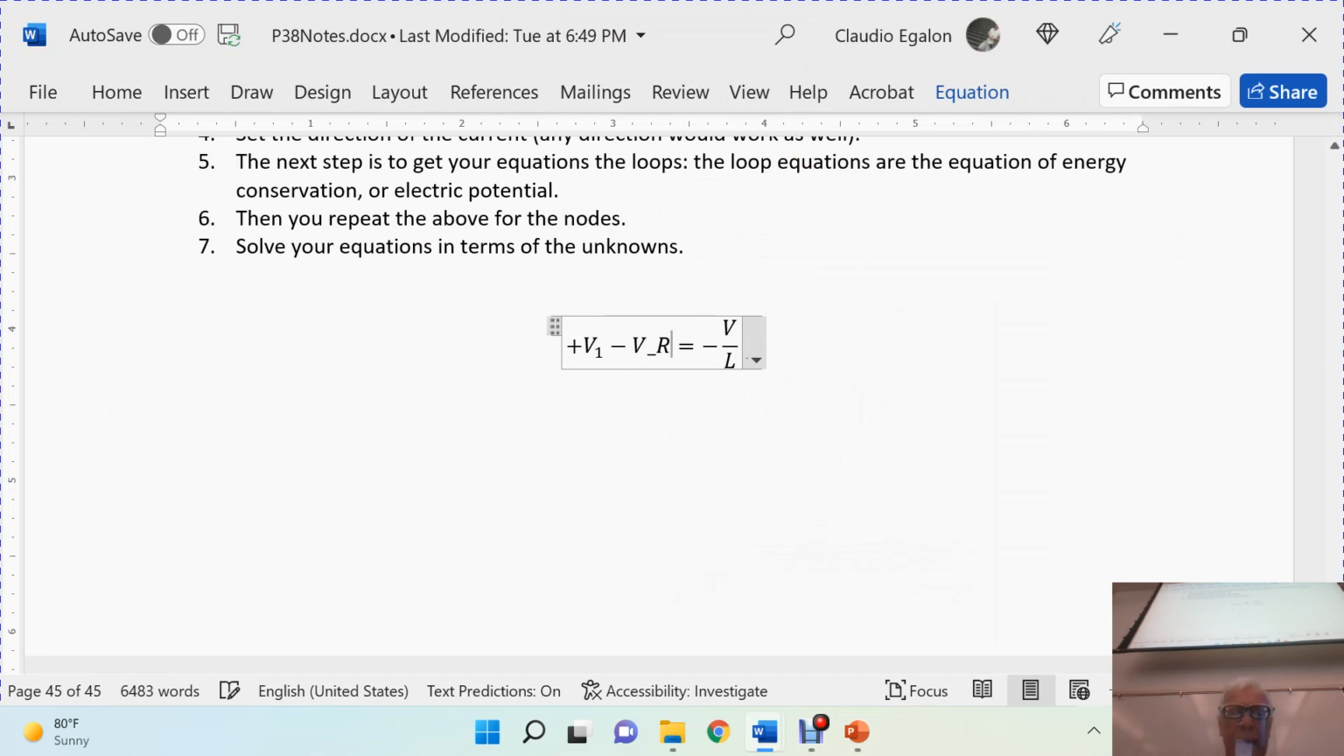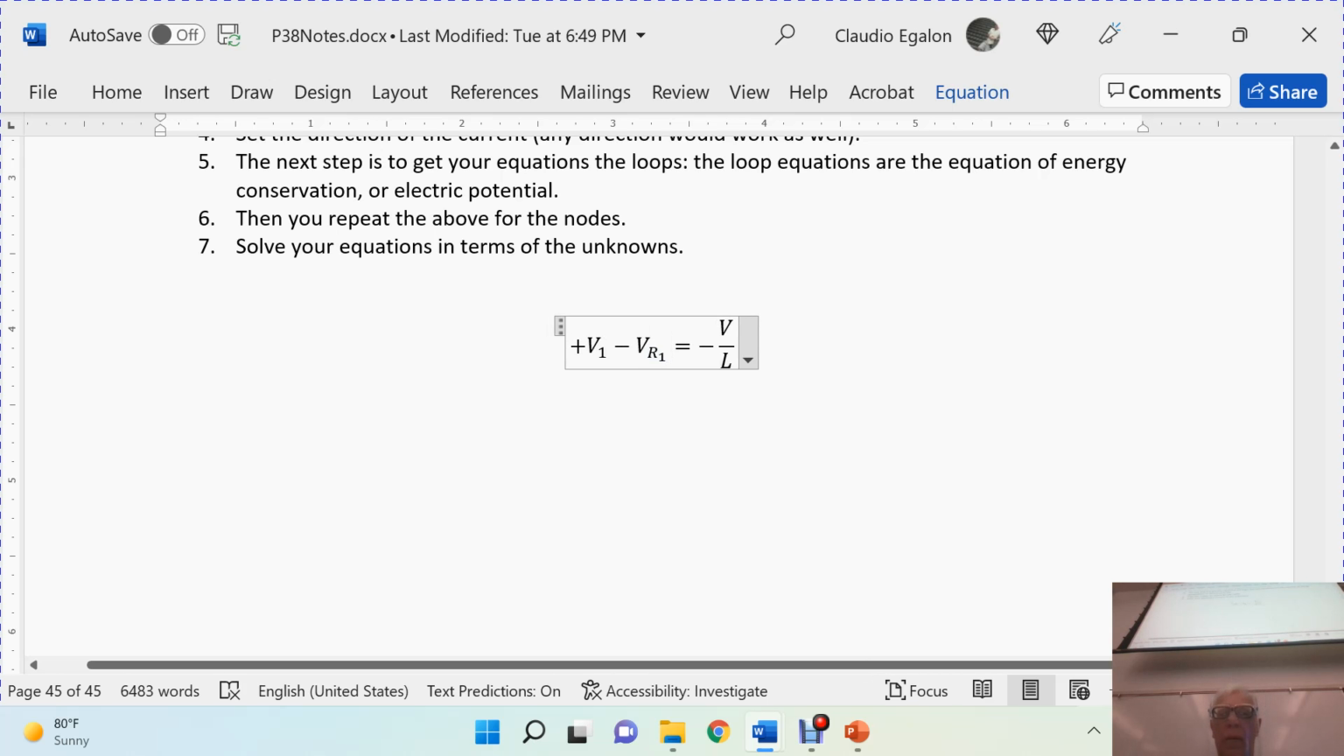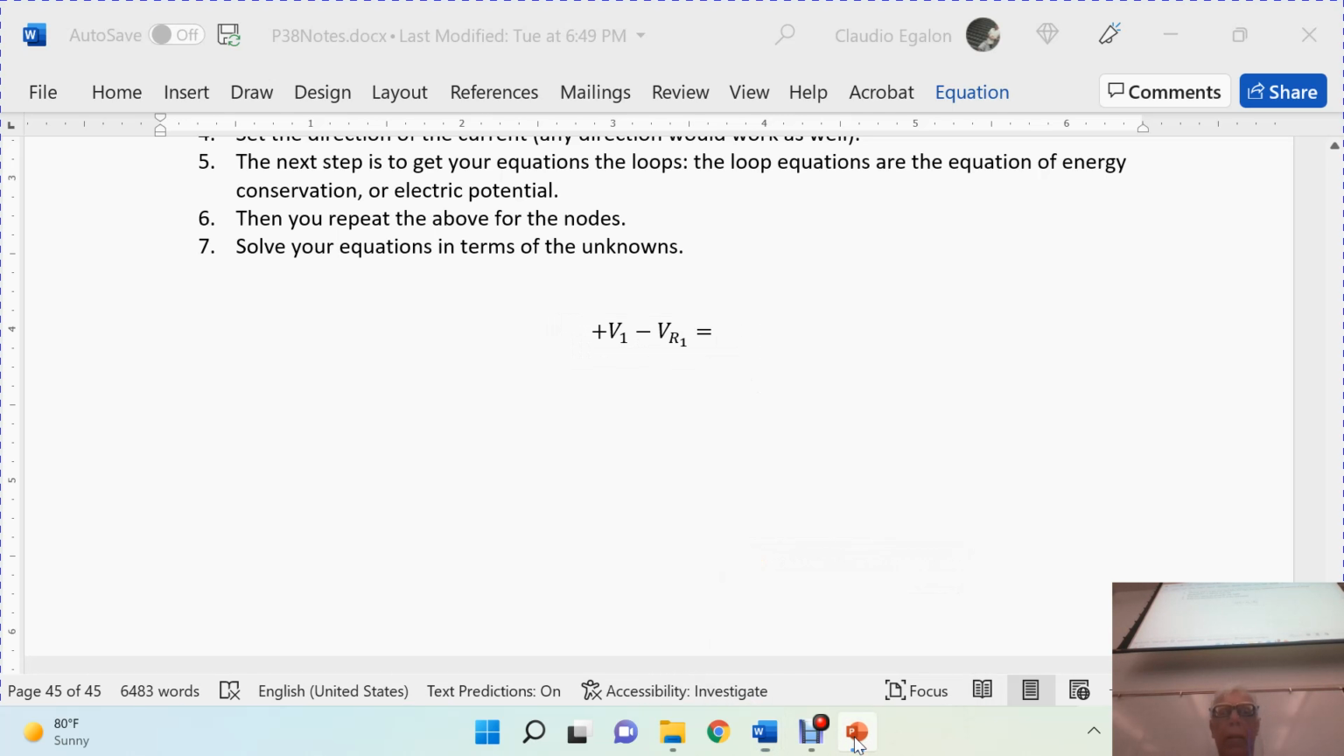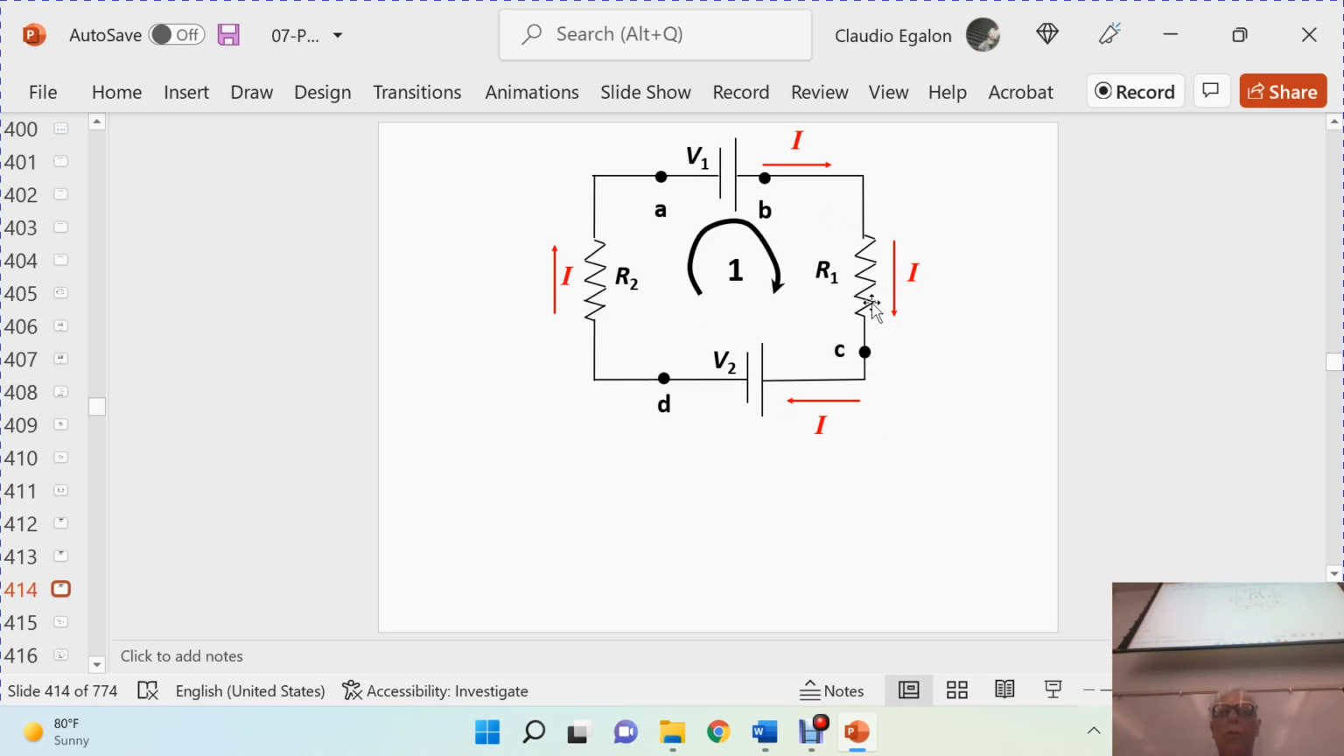Let's put it this way. Here you go. A loss of electrical potential across resistance, resistor 1. I'm going to erase this one because I don't need it. Okay, I have to go through the loop. We are moving in the same direction as the current. Because we are moving in the same direction as the current, we must have the negative sign in there.